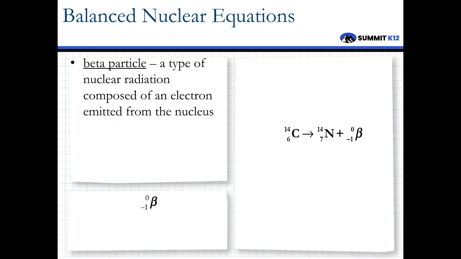A beta particle is an emitted electron, and therefore has a negative charge of 1. Beta particles have a mass number of 0 since they contain no protons or no neutrons.